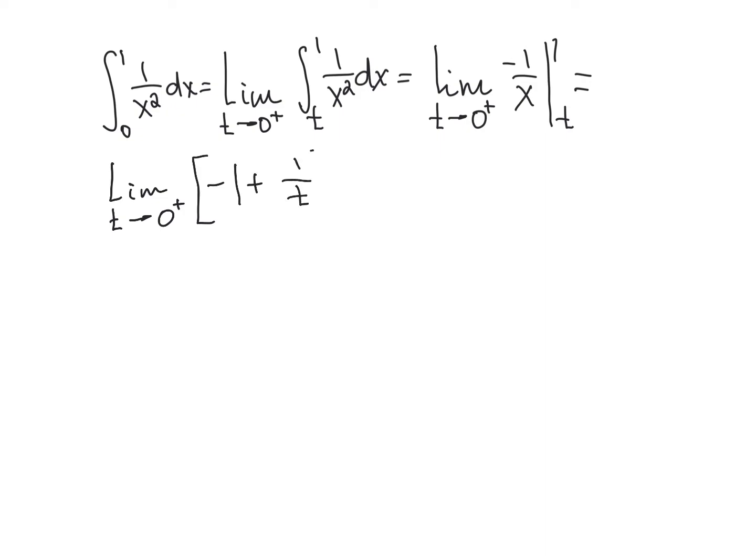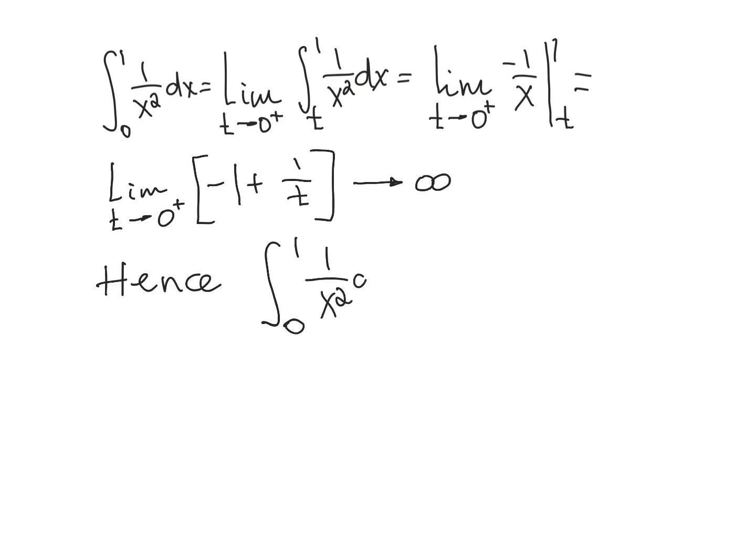And as we take the limit, t approaches 0 from the right, 1 over t approaches infinity. Adding negative 1 to it will not change that. So the limit is infinity, the area is infinite, and therefore the improper integral from 0 to 1 of 1 over x squared dx diverges.